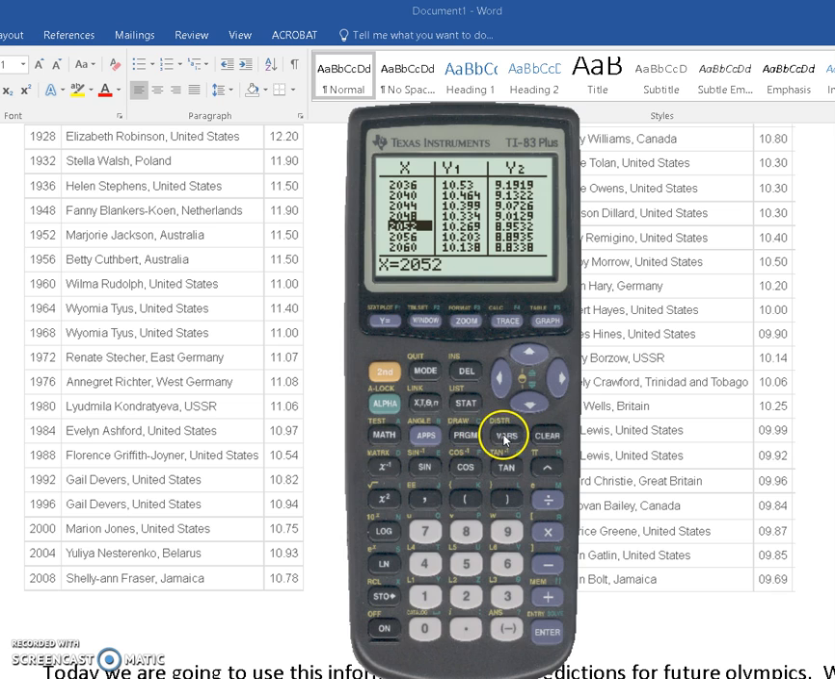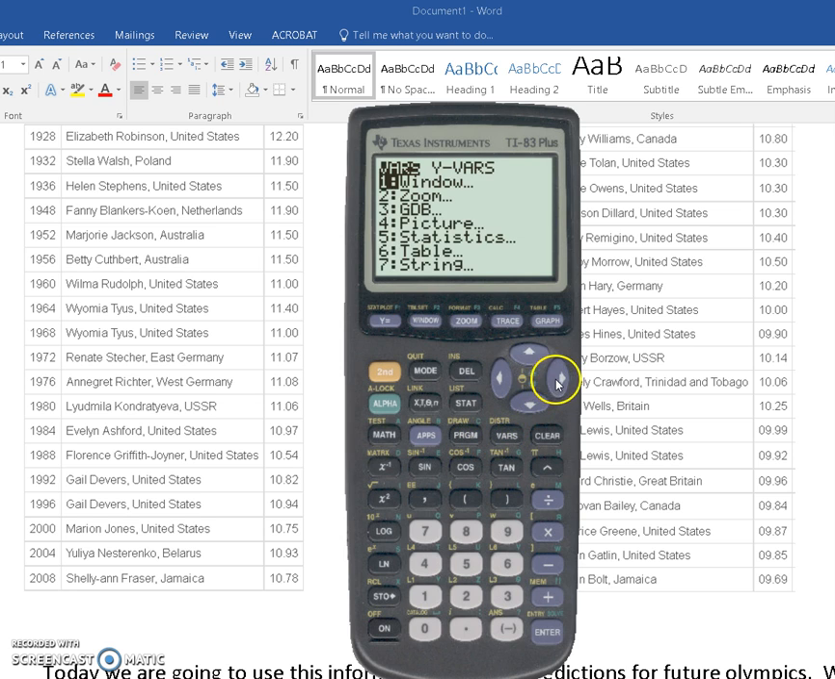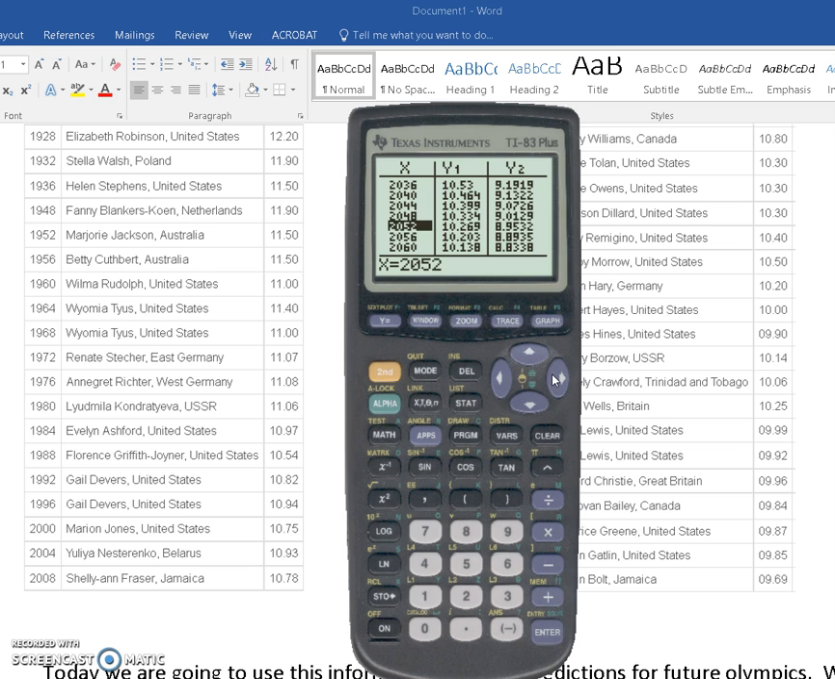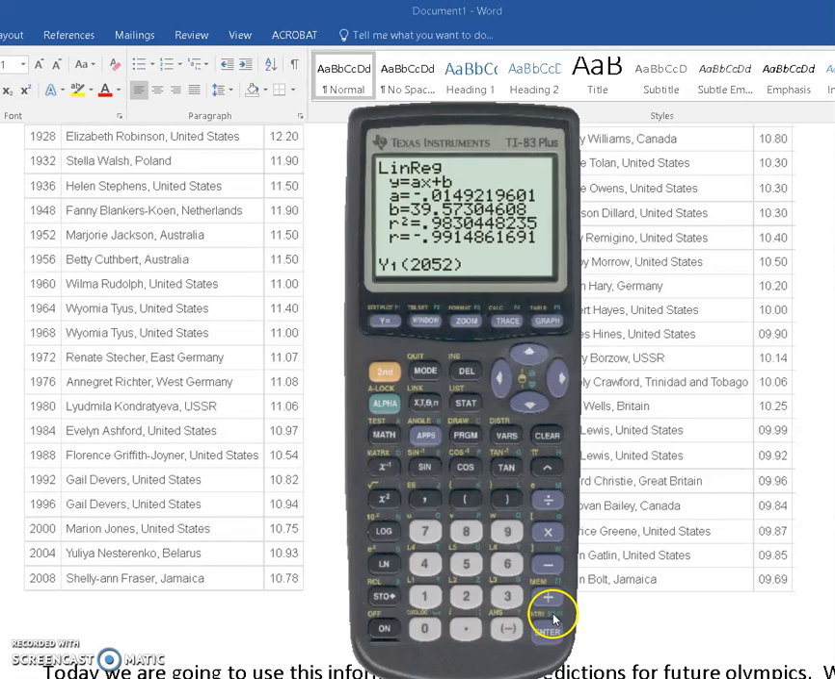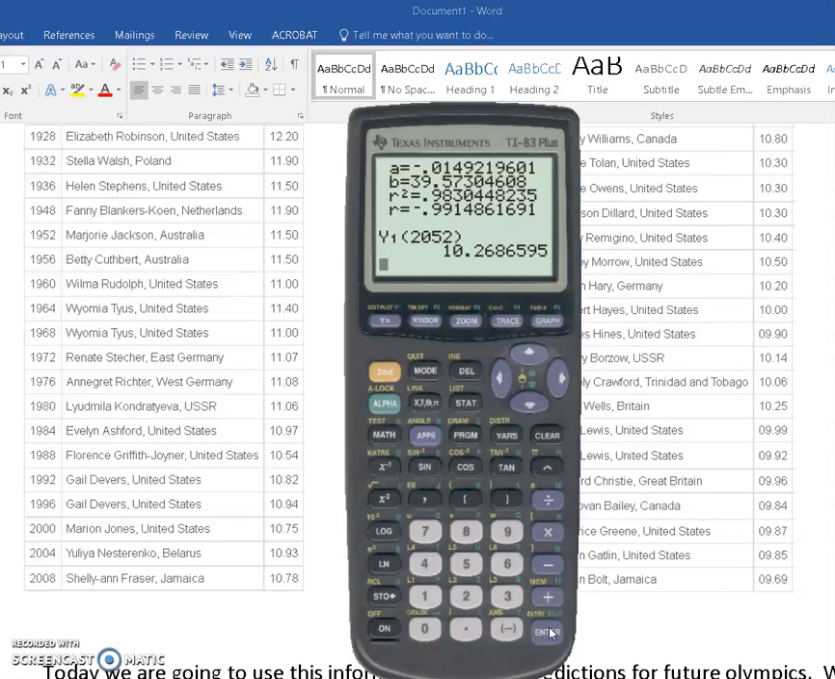You can also make a prediction by going to vars again and moving over to y vars. If you press 1 for functions, I can go to the first function, y sub 1. Let me try this again. Let me go back and clear the mode. If I do that again, vars, move over to y vars, and press enter for the function y1, and now I press the parentheses and want to make a prediction for the women in the year 2052, I can then close those parentheses. I guess I have to do it on the calculator instead of my computer. Press enter, and it will tell me what the prediction is for the women in the year 2052.